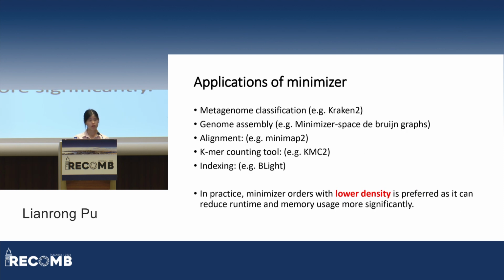Based on these 2 important features, minimizers have a lot of applications in metagenome classification and bioinformatics tool development. For example, in metagenome classification, the Kraken tool uses minimizers to reduce memory usage, and it also has many applications in other bioinformatics tools. In practice, minimizers with lower density are preferred because they help reduce memory usage and runtime more significantly. Lexicographic order and random order are 2 commonly used orders.